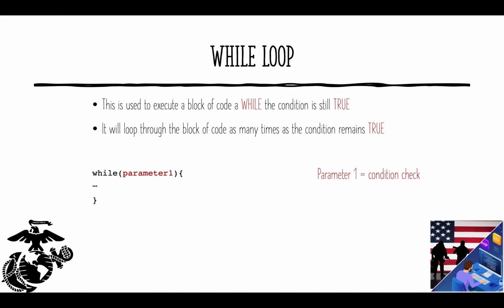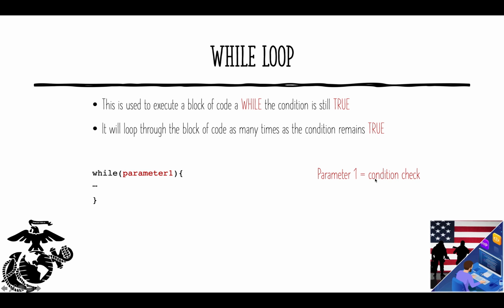Next, we have a while loop. This is used to execute a block of code while the condition is true. So as long as this condition turns out to be true, then all of this code will be executed continuously until this condition becomes false. So it will loop through the block of code as many times as the condition remains true.